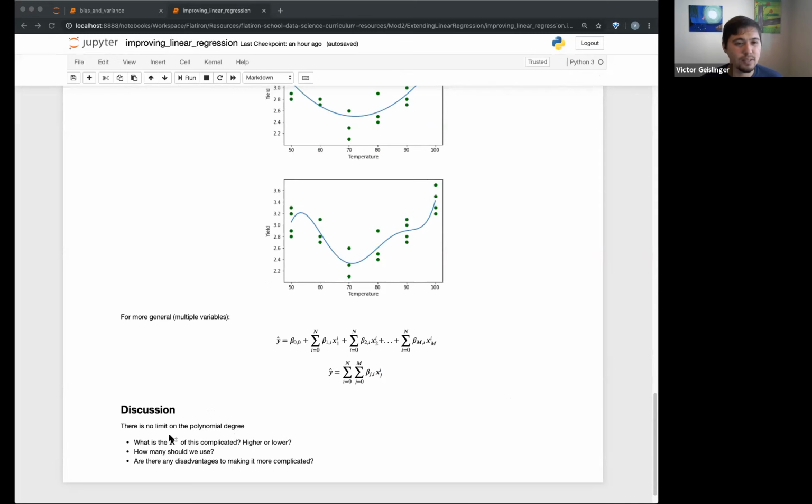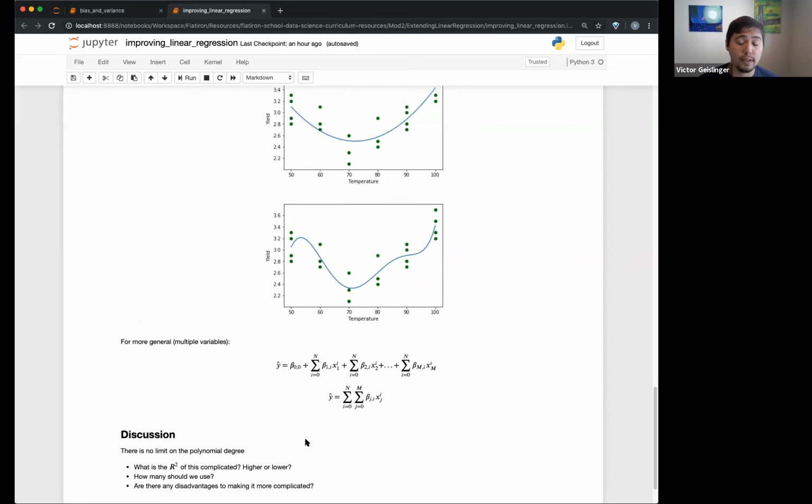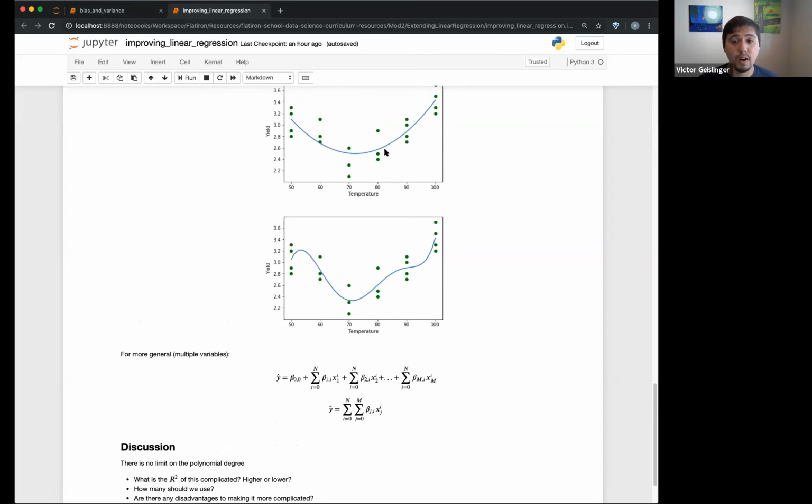But let's talk about the advantages and disadvantages. We have an R squared value, right? That's how we measure how good our model is with our predictor. If we have a more complicated model, which looks more complicated, are we able to achieve a higher or lower R squared value? So really what I'm asking is, which one has a better R squared value, this one or this one?